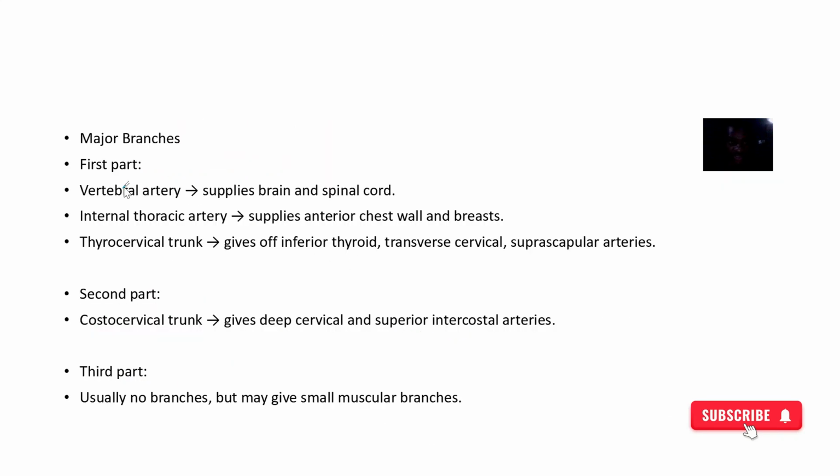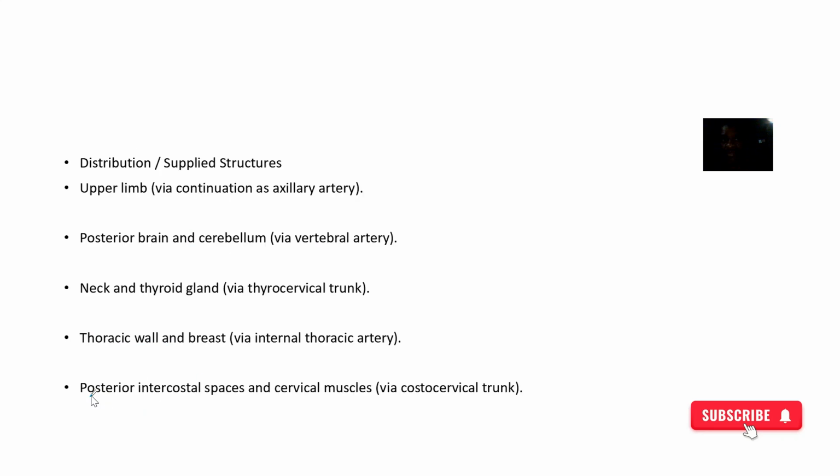So major branches in the first part, we have the vertebral artery, we have the internal thoracic artery, we have the thyrocervical trunk. Second part, we have the costocervical trunk. Alright, then the third part usually has muscular branches.